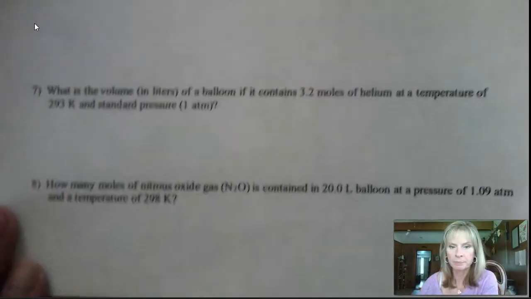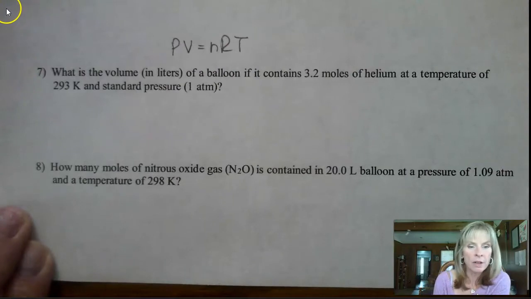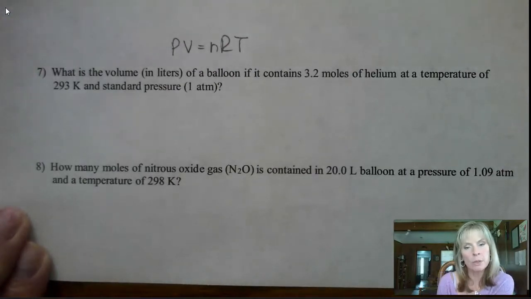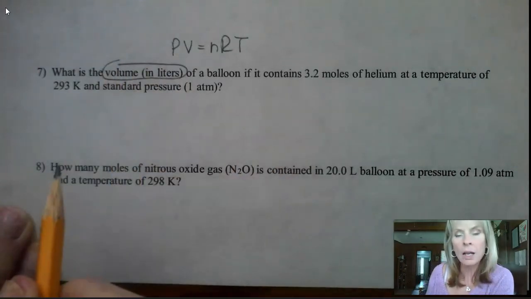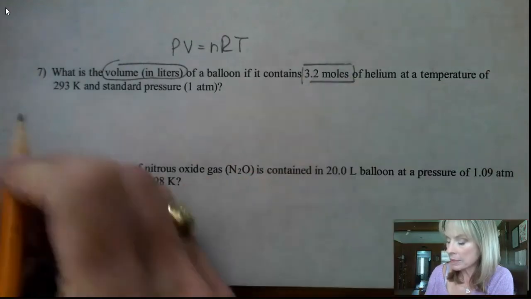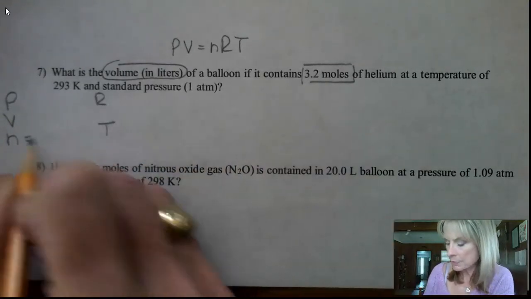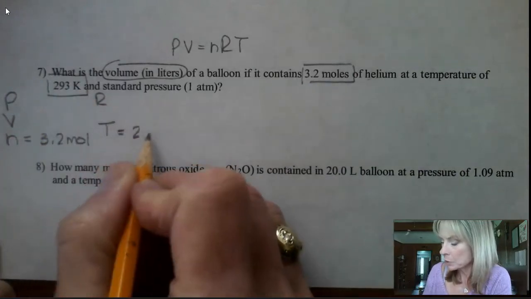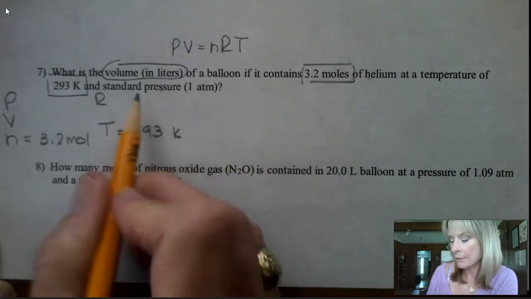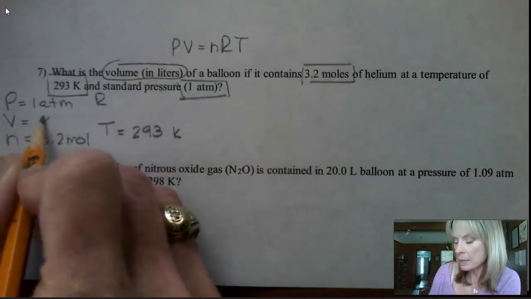Okay, so let's move on to number 7. I'll write the formula above it, just so we have it. What's the volume in liters of a balloon if it contains 3.2 moles of helium at a temperature of 293 Kelvin and standard pressure? Okay, in this problem we're looking for volume, so that's my unknown. What are my knowns? Well, right here I have moles. That's my N. So I'll list out my variables, P, V, N, R, and T. I've got 3.2 moles. At a temperature, there's my temperature, 293 Kelvin. And I have a standard pressure of 1 atmosphere. Pressure is 1 atm. Volume was my unknown, that's what I was looking for.